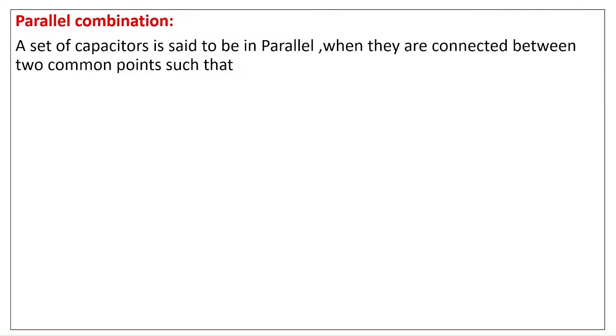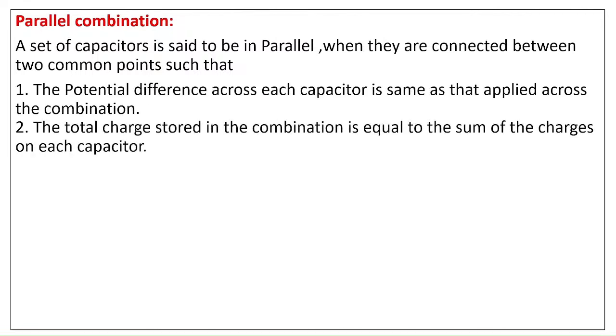Next is parallel combination. A set of capacitors is said to be in parallel when they are connected between two common points such that 1.